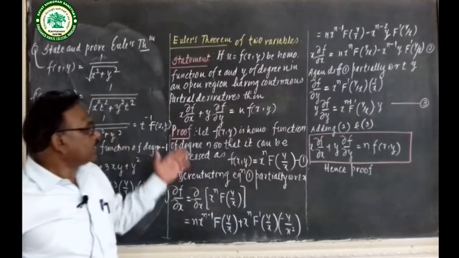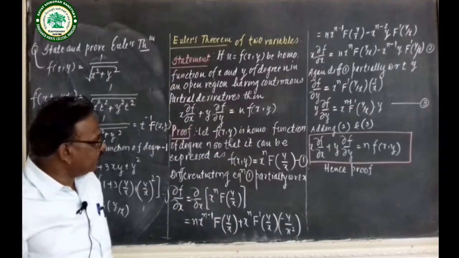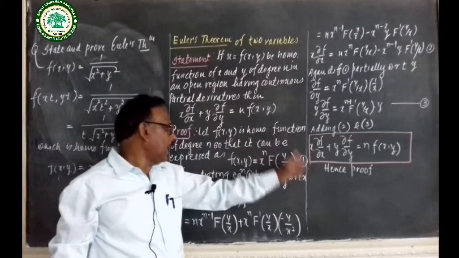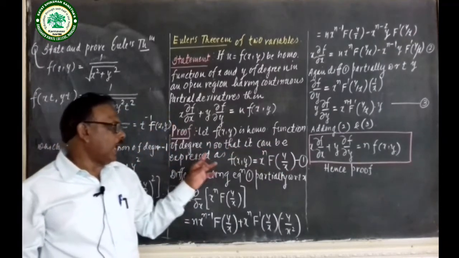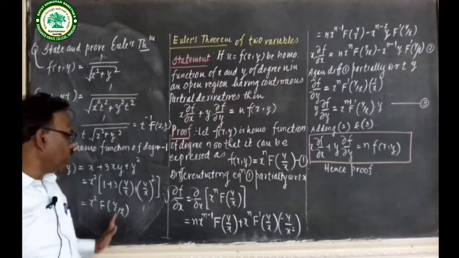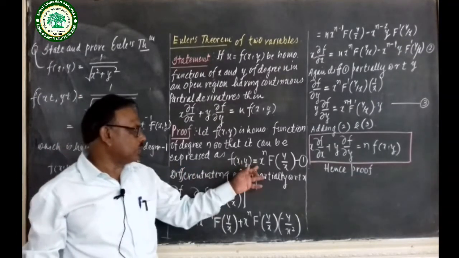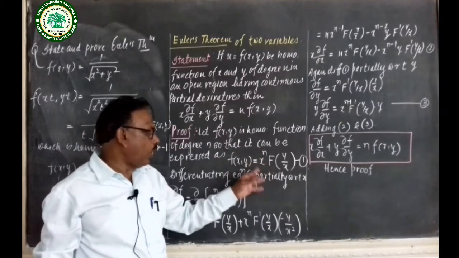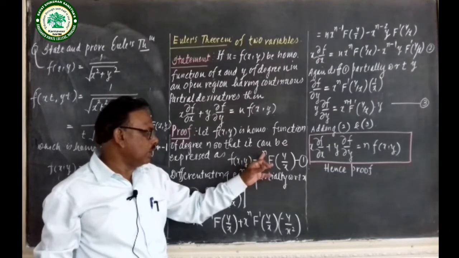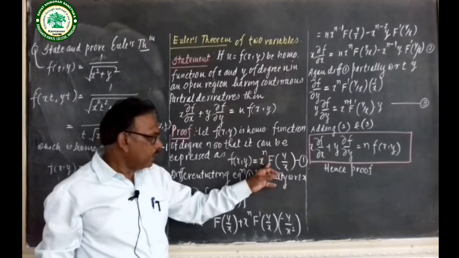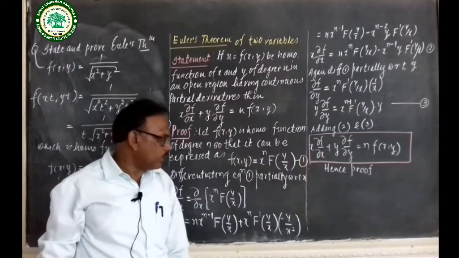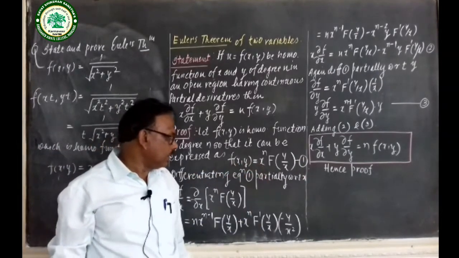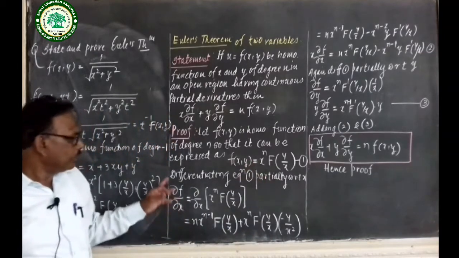Let us consider, according to your statement, f(x,y) is a homogeneous function of degree n, so that it can be expressed in the form we have already seen, where x raised to n is taken out from that polynomial equation. The equation will be converted to the new form f(x,y) is equal to x raised to n into capital F of y by x. This is equation number 1. You should remember this one. This is a very important result.